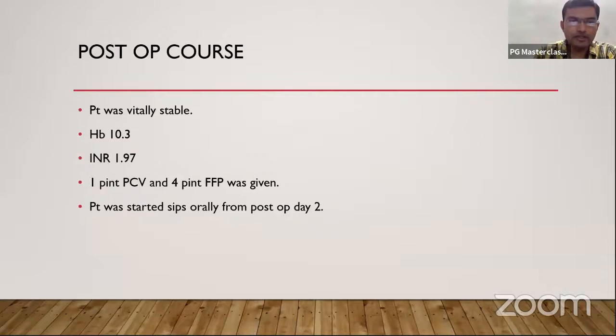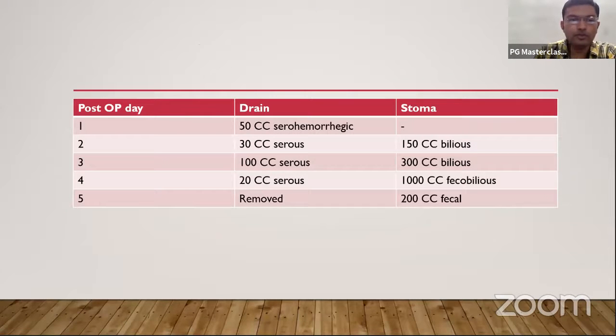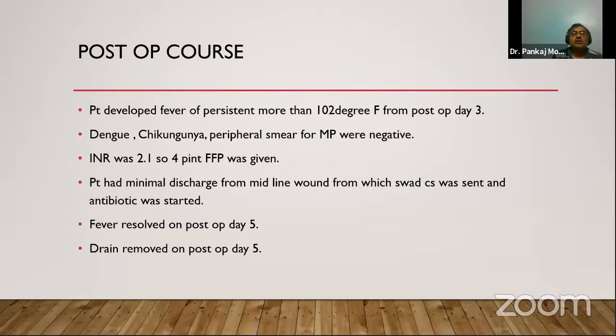Of course, the patient was vitally stable. Hb was 10.3 and INR was 1.97. Patient started sips orally from post-op day 2. On post-op day 1, there was 50 cc serohemorrhagic drain output. The patient developed fever, persistent at more than 102 degrees Fahrenheit from post-op day 3. Dengue, chikungunya and peripheral smear for MP were negative. The patient had minimal discharge from the midline wound, so a swab for culture and sensitivity was sent and antibiotics were started accordingly. The fever resolved on post-op day 5 and the drain was removed on post-op day 5.